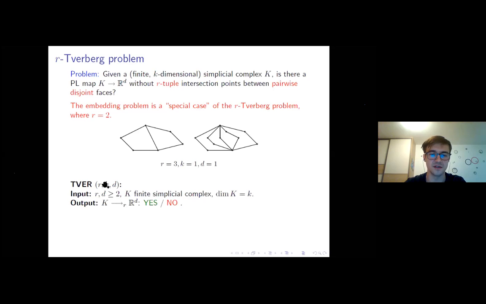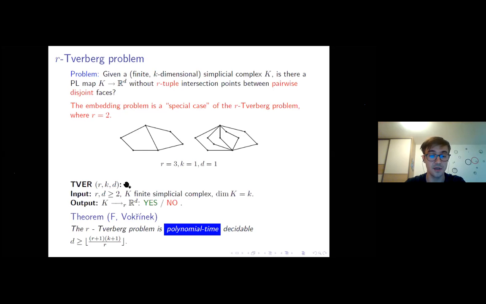So now the problem has basically three parameters, r, k, and d. r is how many intersections I'm allowing, k is the dimension of the complex, d is the dimension of the ambient space, and once again we're asking for a map. Now our result, joint with Lukas, is that the r-Tverberg problem is polynomial-time decidable in the following range of dimensions. So I'm saying that d has to be greater than or equal to (r+1)/r times k, roughly. Now, if you plug in r equals 2 here, you're going to have 3 divided by 2, so 1.5 times k.